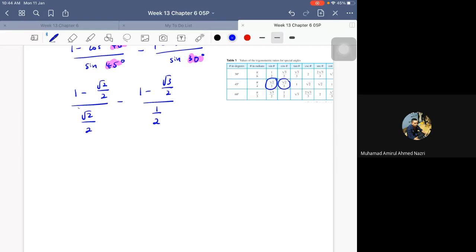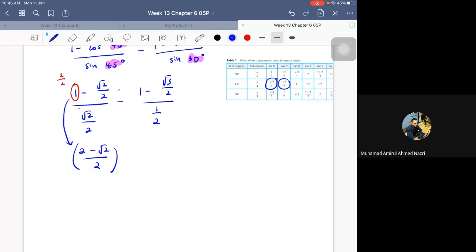So if you are not using the latest version, apa yang you kena buat adalah, first kali yang atas ni kita kena samakan dia punya penyebut. So 1 ni, kita tukar dia sebagai 2 per 2. So my calculation is going to be like this. I'm going to have 2 minus square root 2 per 2. Ni bahagian atas. So bahagi dengan square root 2 per 2.